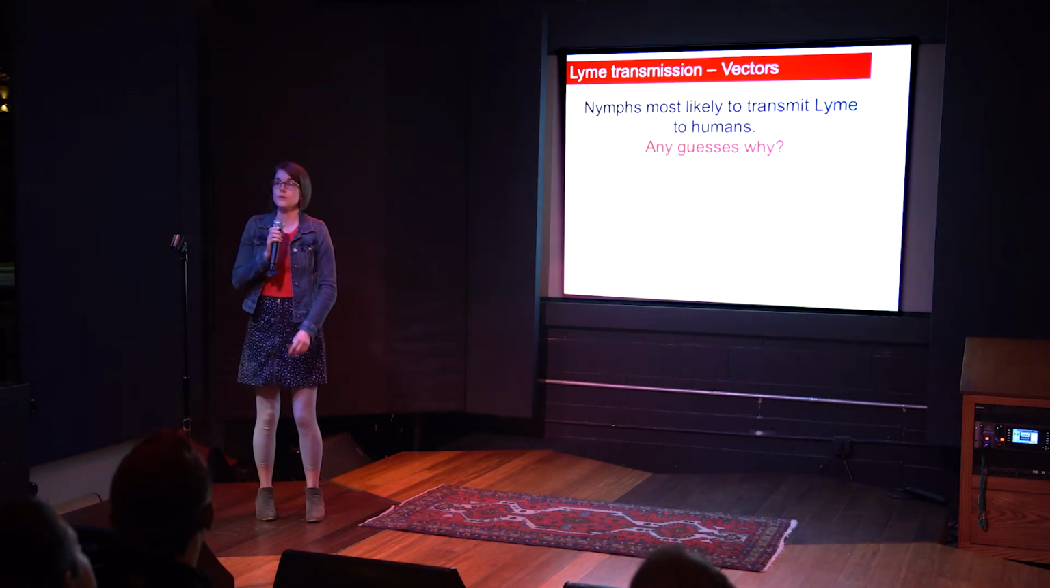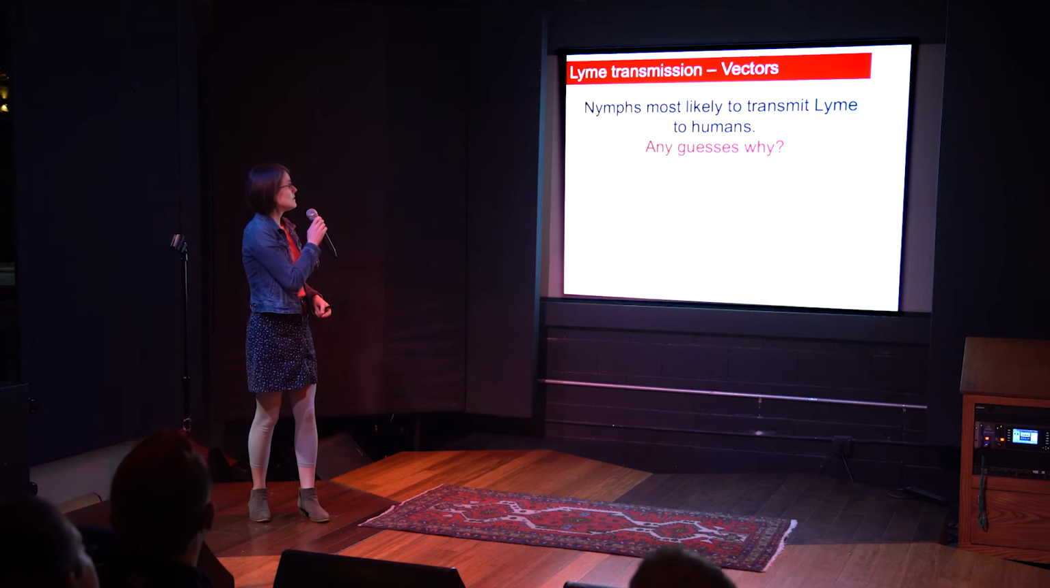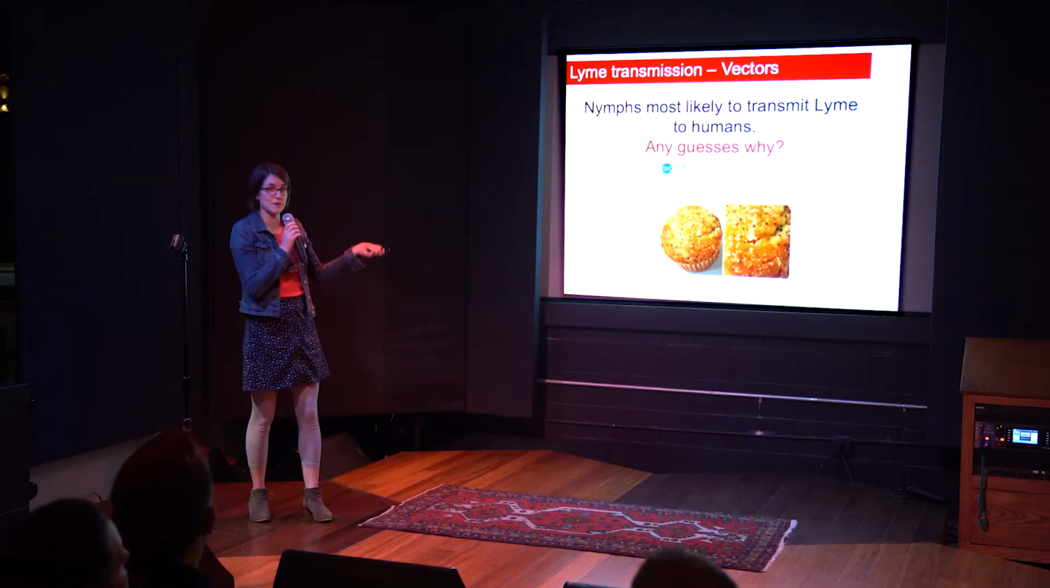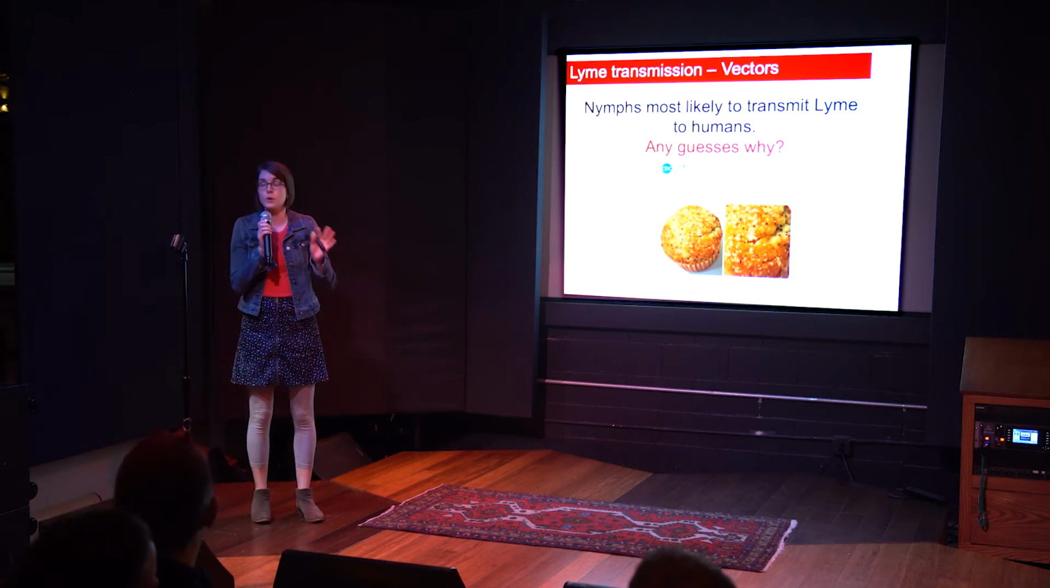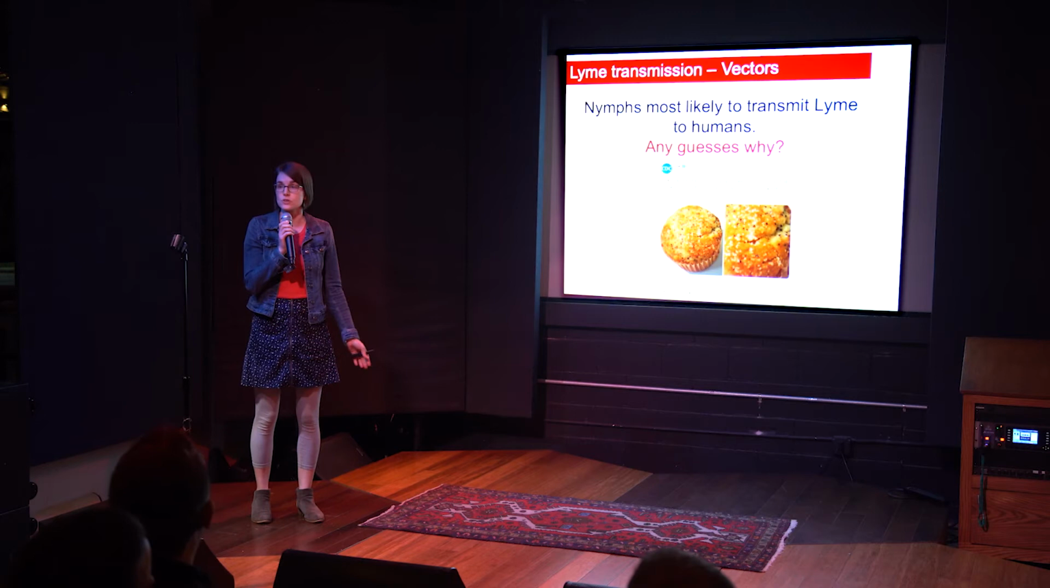All right, quick question, poll for the audience. Nymphs of Ixodes scapularis, of that tick, are the most likely to transmit Lyme disease to humans. Any guesses why? Yeah. Because they're so small. So let's go back to this. Yep, exactly why. It's not necessarily because they're less likely to carry, or they're more likely to carry the bacteria. It's because we just usually don't see them.